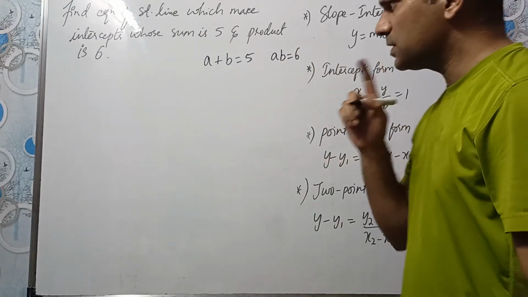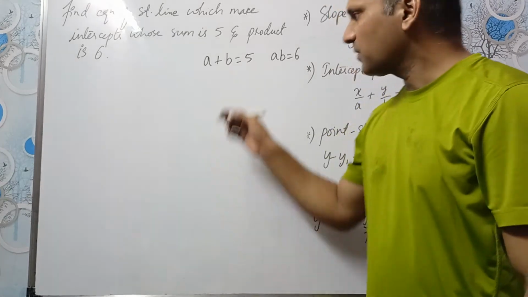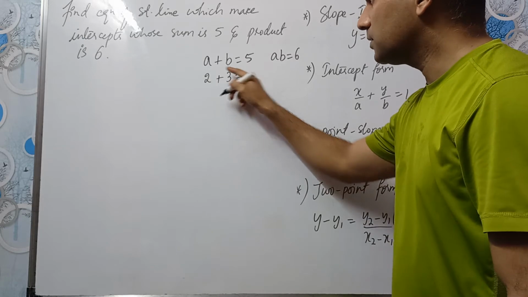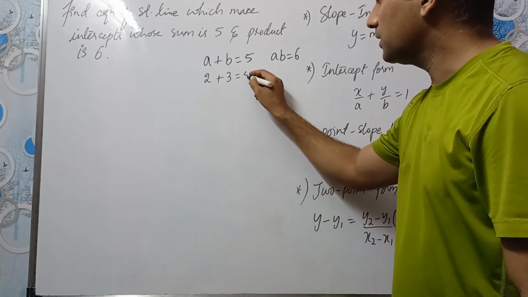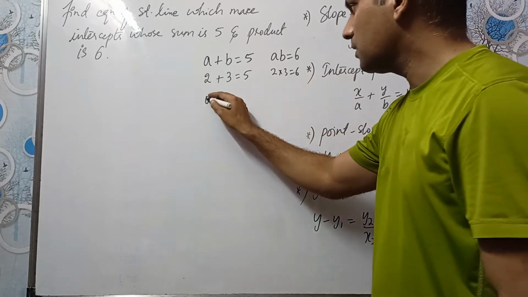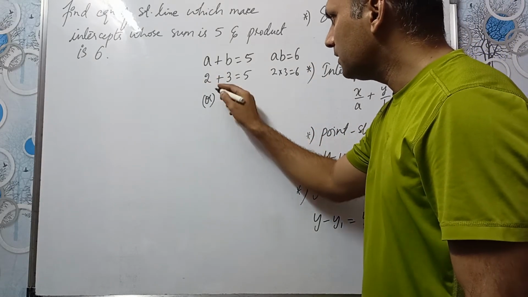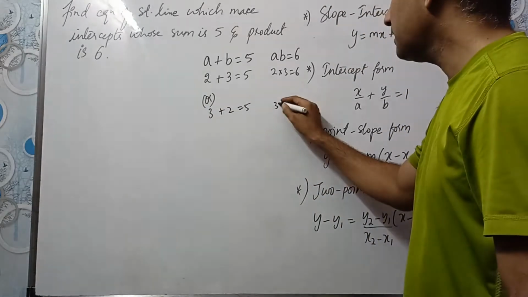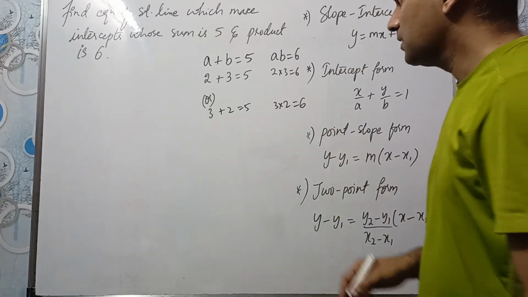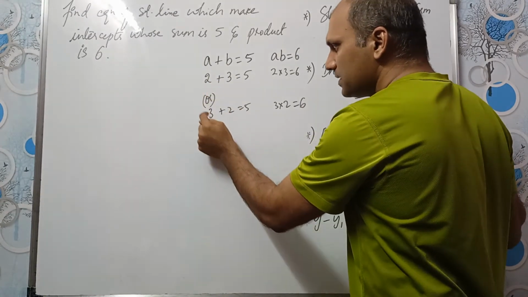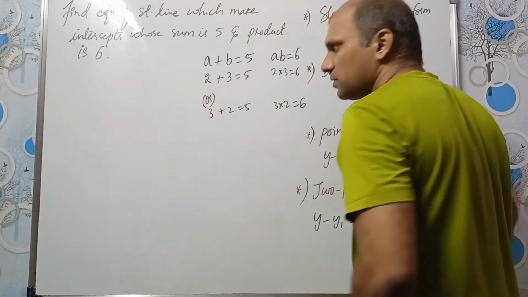Now which two numbers will satisfy this condition? We can write a is equal to 2, b is equal to 3, right? 2 into 3 will be 6. Or we can write 3 plus 2, this is also 5, and 3 into 2 will give us 6. So a equal to 2, b equal to 3 is satisfying, and a equal to 3 and b equal to 2 is also satisfying.